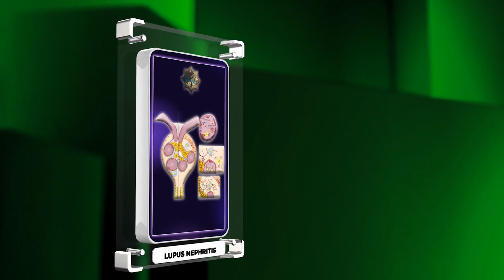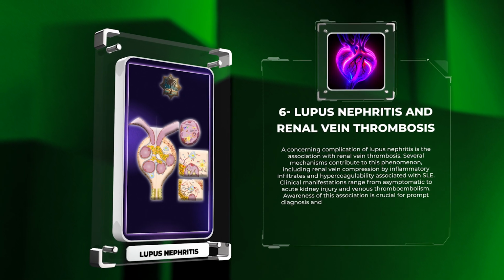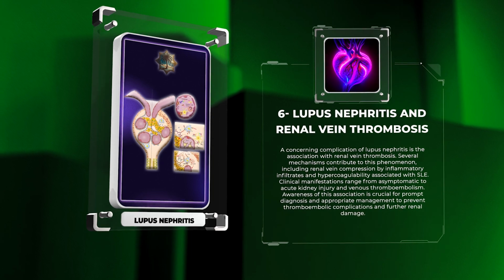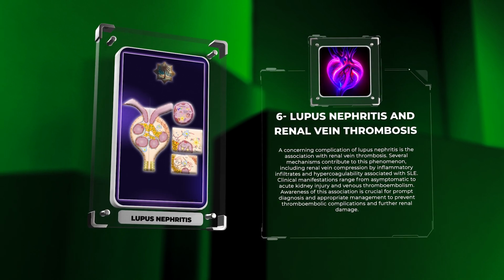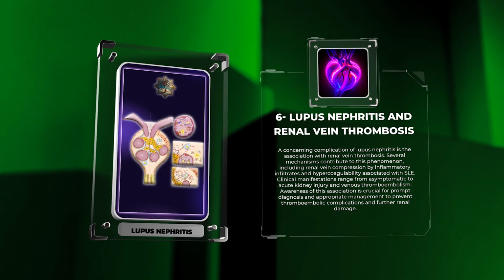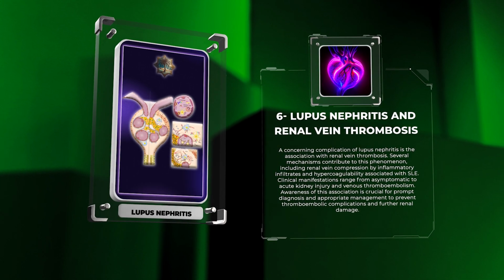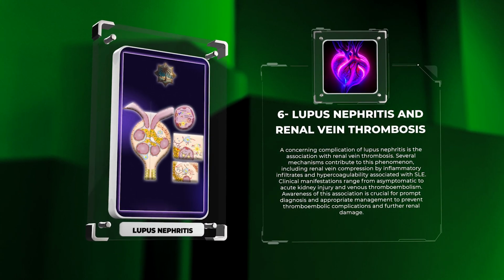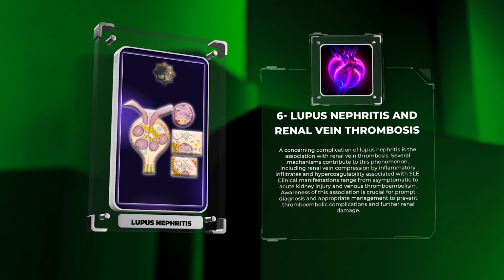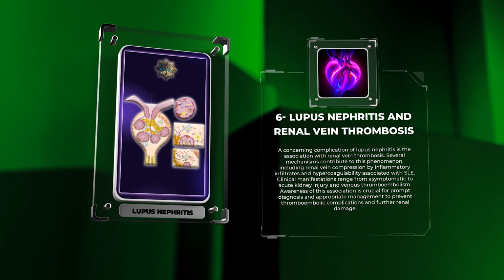A concerning complication of lupus nephritis is the association with renal vein thrombosis. Several mechanisms contribute to this phenomenon, including renal vein compression by inflammatory infiltrates and hypercoagulability associated with SLE. Clinical manifestations range from asymptomatic to acute kidney injury and venous thromboembolism. Awareness of this association is crucial for prompt diagnosis and appropriate management to prevent thromboembolic complications and further renal damage.